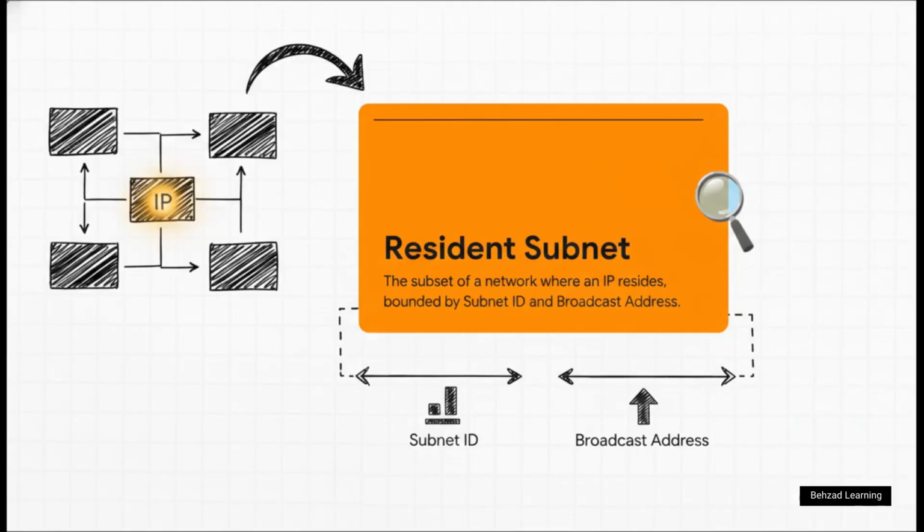So the absolutely crucial takeaway here is that every single IP address lives inside a resident subnet. And to map the network properly, we have to find two specific boundaries. First, we need the subnet ID, which is the absolute lowest number in the subnet, used by our routing tables. And then we need the broadcast address. That's the highest number, and it's used to send packets to all the hosts in that specific subnet.